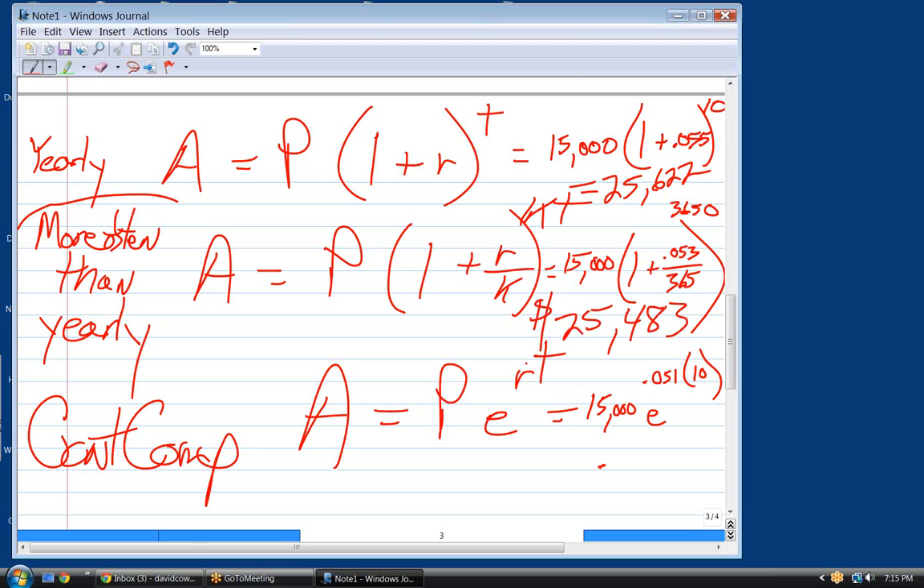And finally, the last one. Take e to the 0.051 power, multiply that by 15,000. 24,979 and 38. 24,000 what? 900? And 79. Okay. Now, if you were investing $15,000 and they gave you those three choices, which one would you pick?